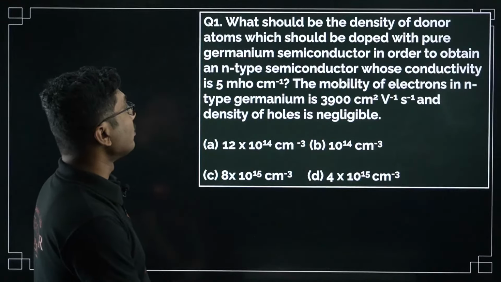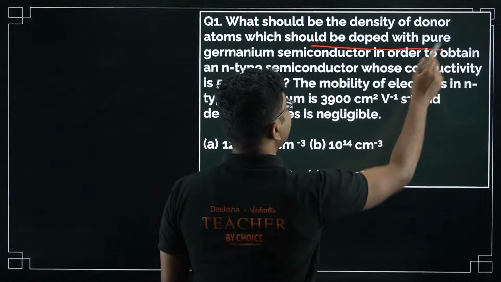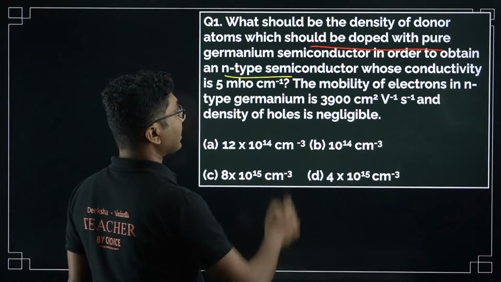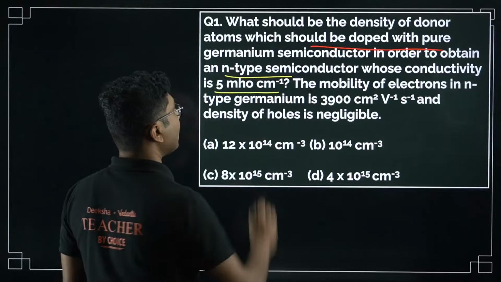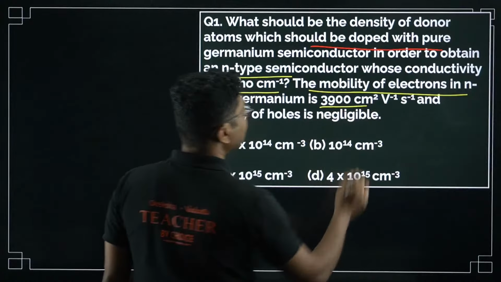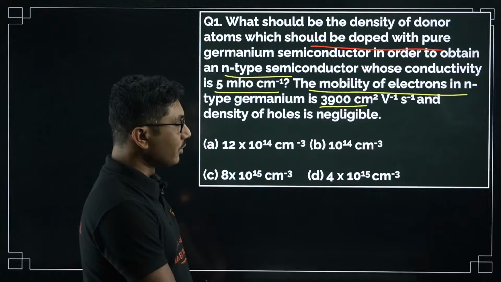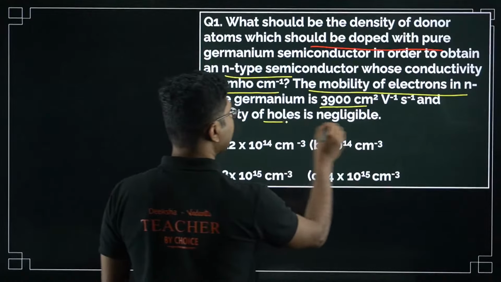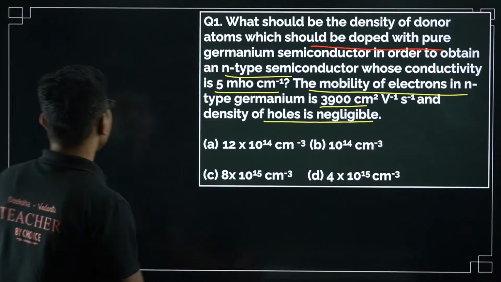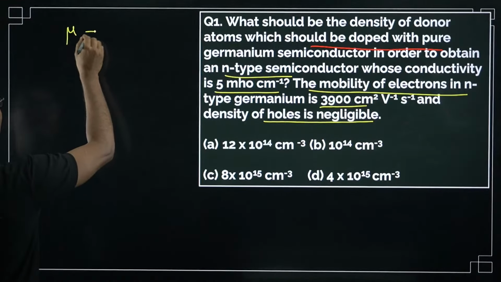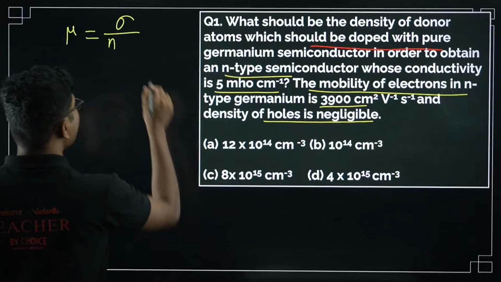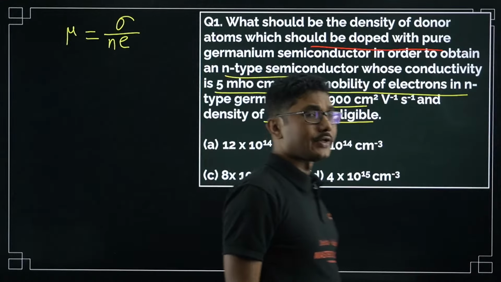What should be the density of donor atoms which should be doped with pure germanium semiconductor in order to achieve an n-type semiconductor whose conductivity is 5 mho per centimeter? The mobility of the electrons in n-type germanium is 3900 centimeter square per volt per second, and density of the holes are negligible. Okay, now before I start, you have to recall one very essential formula, that is the mobility is given by the conductivity divided by number density of charges into charge of electron. So this was the definition, this was the formula.